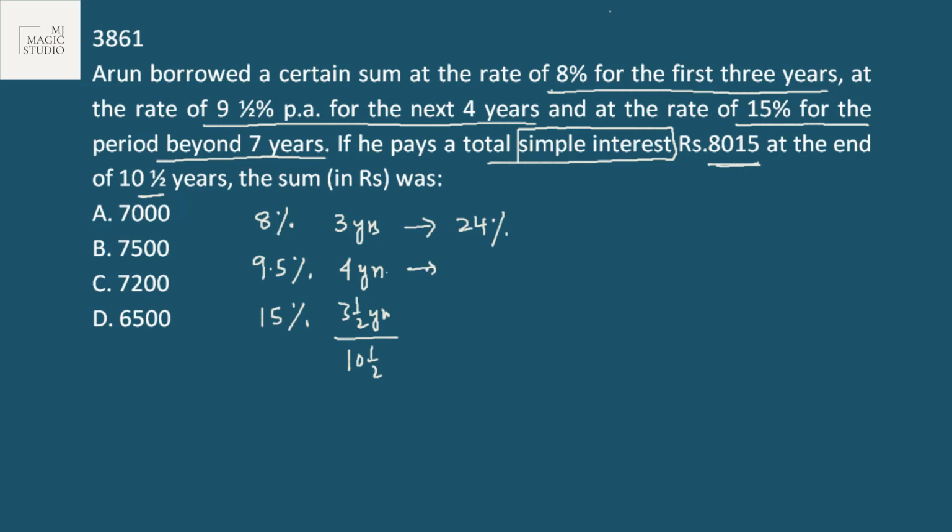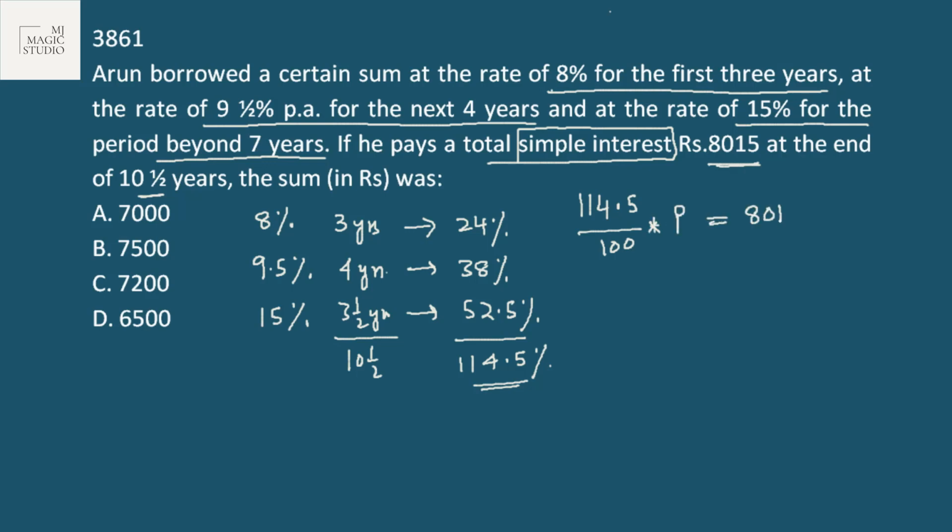8 into 3 is 24% interest paid. 9.5 into 4 is 36 plus 2, 38. And 3.5 into 15, 45, and 7.5, 52.5. So total interest paid in 10.5 years is 114.5%. That means 114.5 divided by 100 into principal is nothing but 8015. Bingo. Principal is 8015 into 100 divided by 114.5.